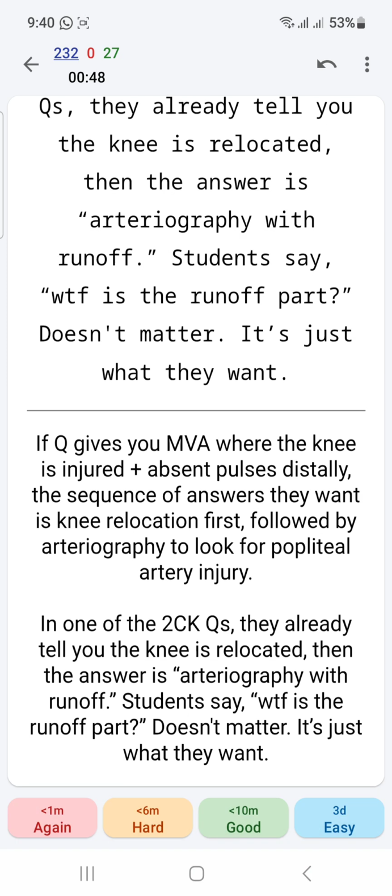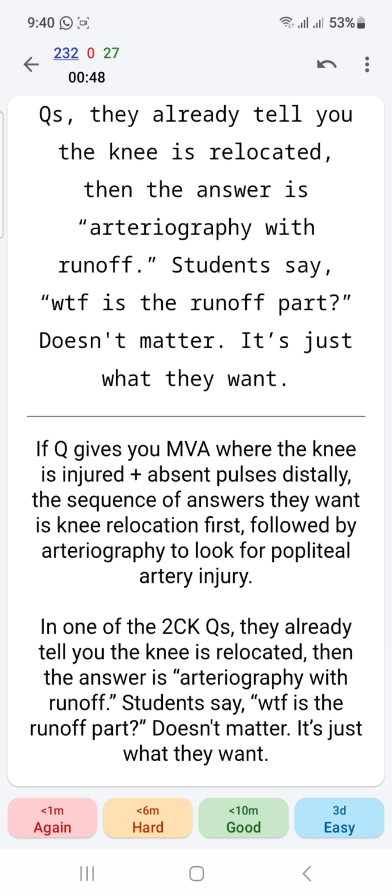If a question gives you a knee that is injured and the pulses are absent distally, the sequence of answers they want is knee relocation first, followed by arteriography to look for popliteal artery injury. In one of the two CK questions, they already tell you the knee is relocated.